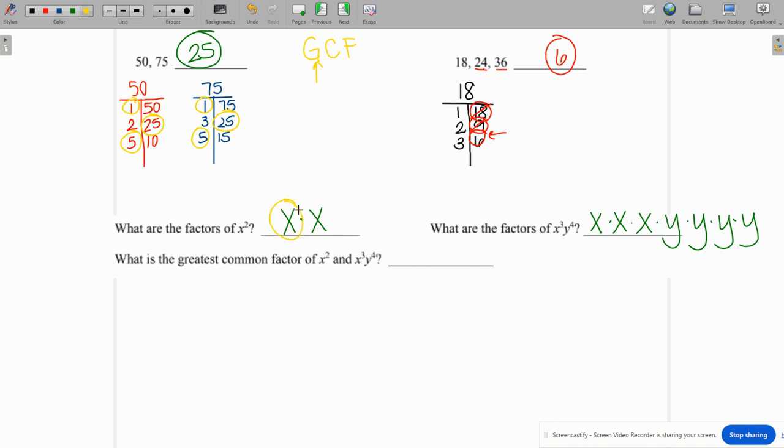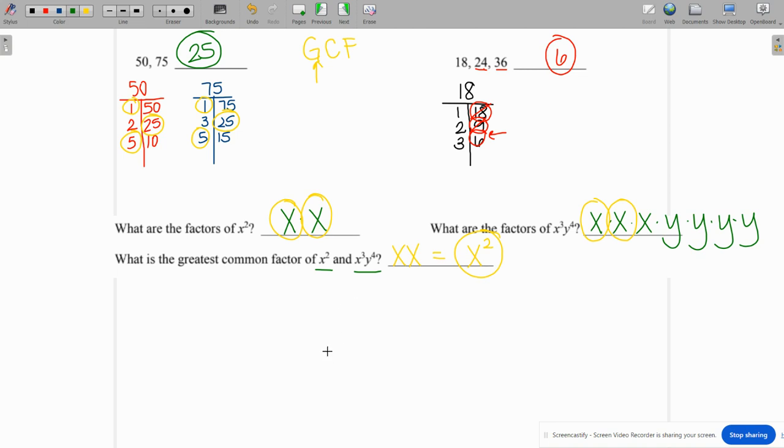So the greatest common factor comes from figuring out what these two expressions have in common and multiplying them together. So they have an x in common, so that's going to be part of the GCF. They have another x in common, so that's going to be part of the GCF. And there's nothing else that they have in common. So x times x is the GCF, or in other words, x squared. So x squared is the GCF of x squared and x cubed y to the fourth.